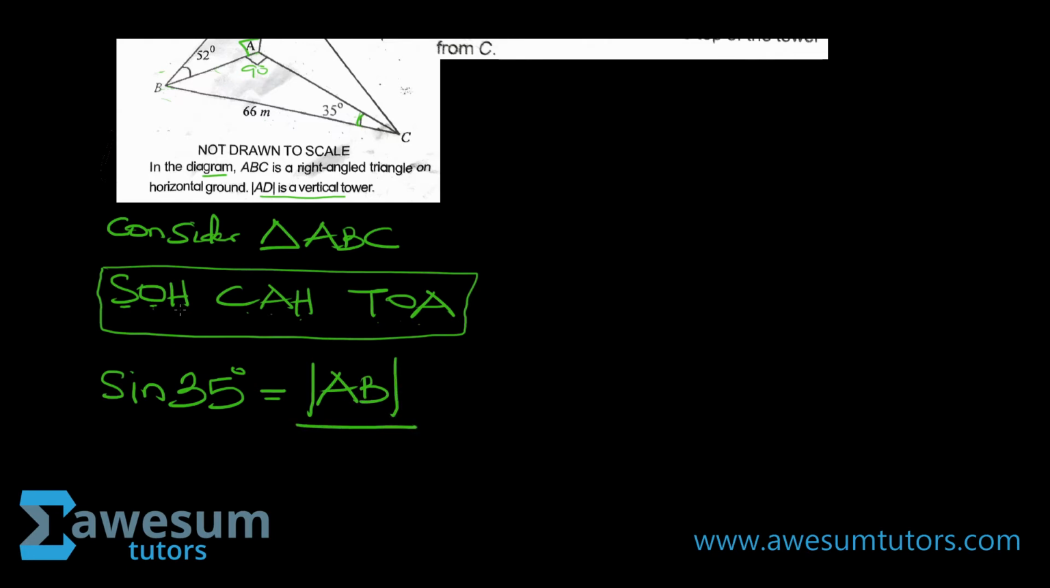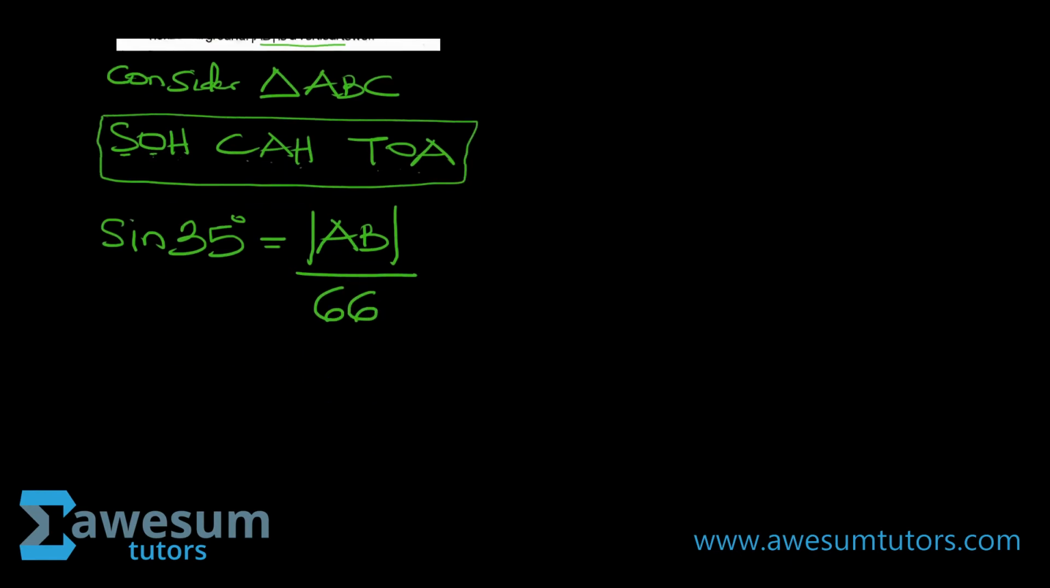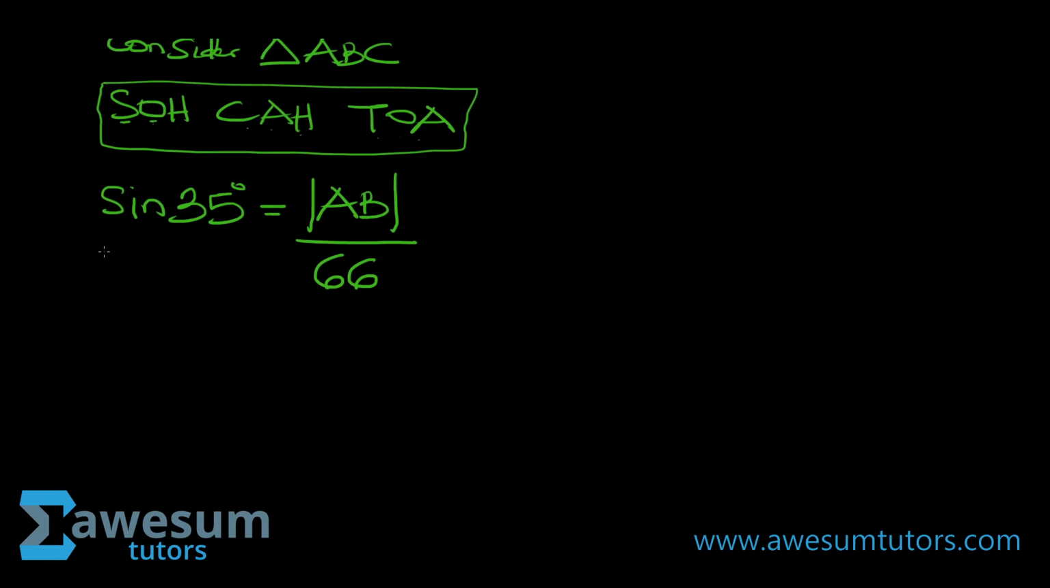Over H, the hypotenuse, which is the longest side, and we know that line BC is the longest side of triangle ABC. So that is 66 meters. I'll put 66 right there. Okay, let's go ahead and solve the problem. Now, what is sine 35? If you check that in your calculator, make sure that your calculator is in degrees. Sine 35 is 0.5736, equals line AB over 66.